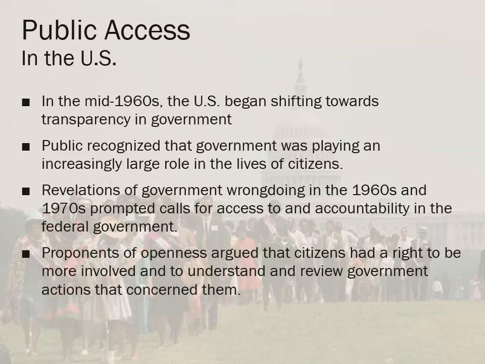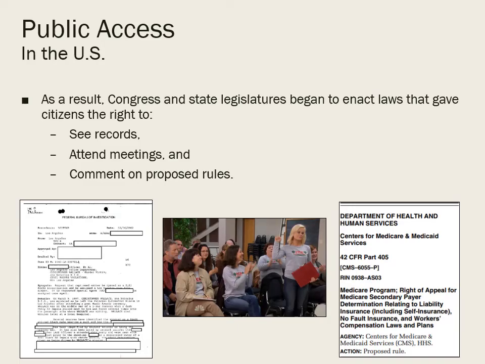So proponents of openness and transparency began to argue very strenuously that American citizens had the right to be more involved with our government and had a right to review and understand government actions that affected them. And as a result of the public outcry and the pressure from mainstream media, so primarily newspapers like the Washington Post and New York Times, as well as the big three news networks, Congress and state legislatures began enacting laws that gave citizens the right to see government records, attend government meetings, and comment on proposed regulations before they became final.